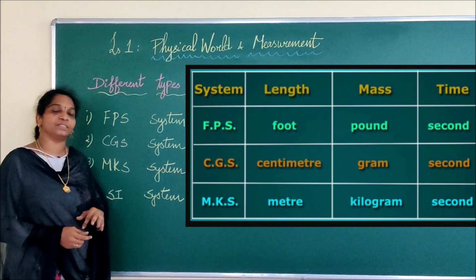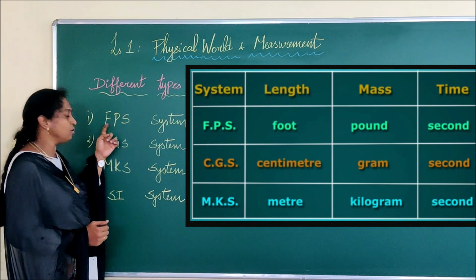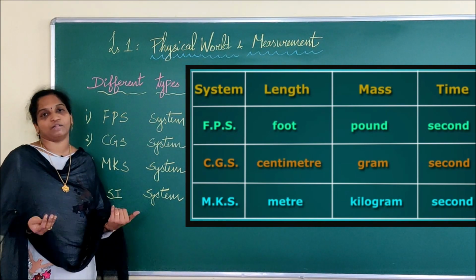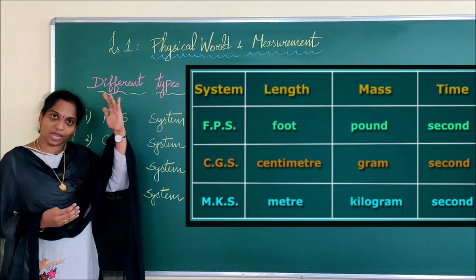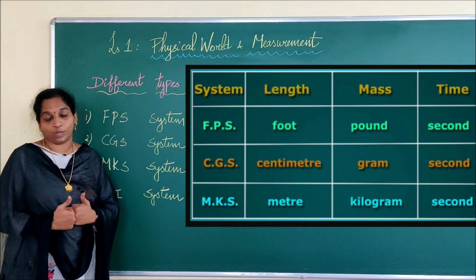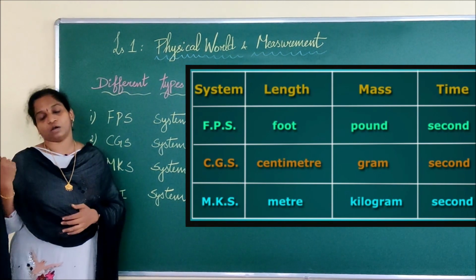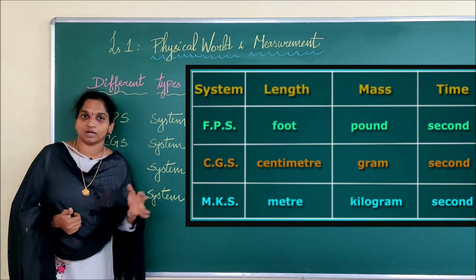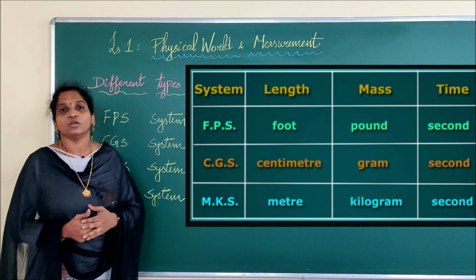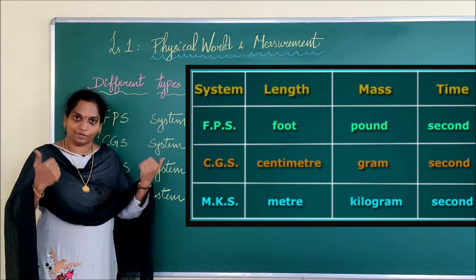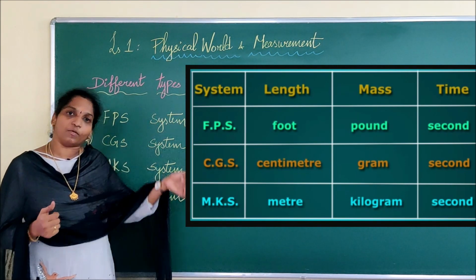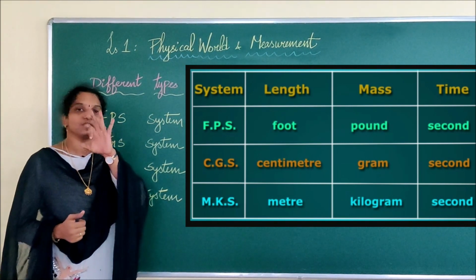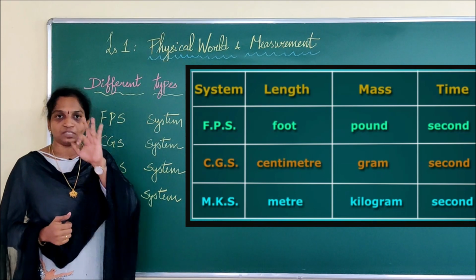Usually everything will be represented in three things: length, mass and time. If I want to tell our height, we say about this much height, right? And we say how much weight, and on what date we have been born. So we generally use these three physical quantities to represent everything, right? Length, mass and time are the three basic physical quantities which represent everything.